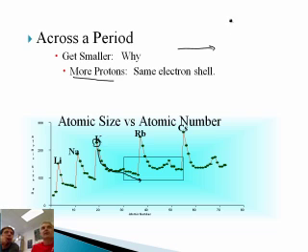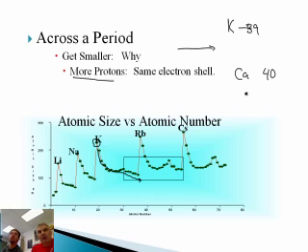If you take, for example, potassium, which weighs 39, and the next element is calcium, which weighs 40, what you're doing is adding one additional proton. Calcium has 20 protons, and potassium has 19 protons. So calcium has a charge of plus 20, and potassium has a charge of plus 19.